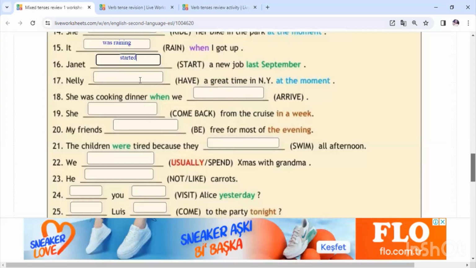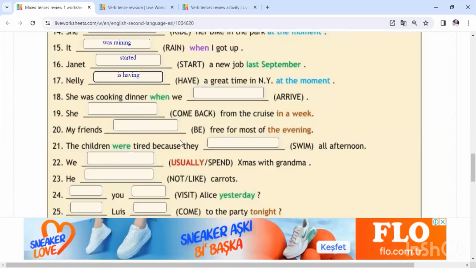Şimdiki zaman yani. Having a great time in New York. Nelly is having. Is having, evet doğru. Don't forget your auxiliary verb. Nelly is having a great time in New York at the moment. Translate it, please. Nelly şu anda New York'ta iyi vakit geçiriyor. Very nice.